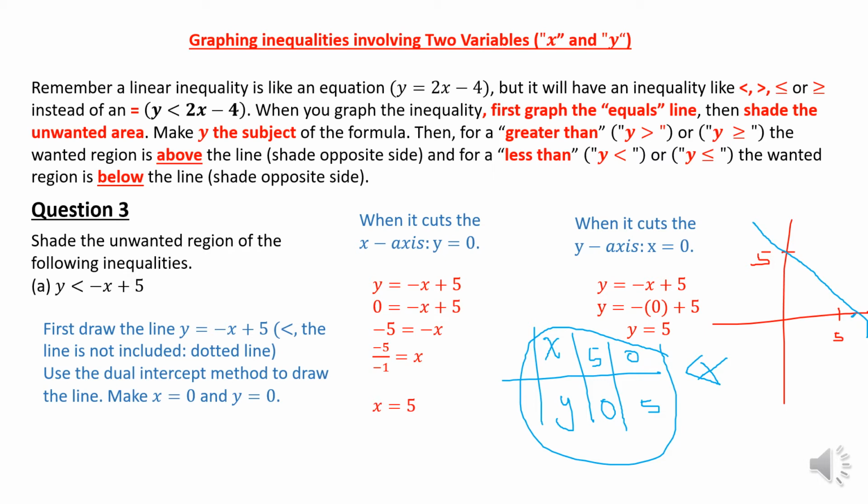All right, and what we are saying here, the inequality is less than, and because the inequality is less than, remember what we said about less than inequality, the wanted region is below the line, so we're going to shade in the opposite direction. We're going to shade what is above there, and that is what you're going to get.